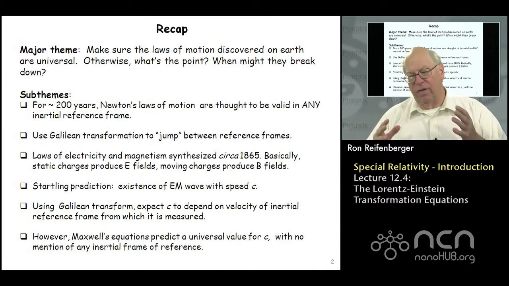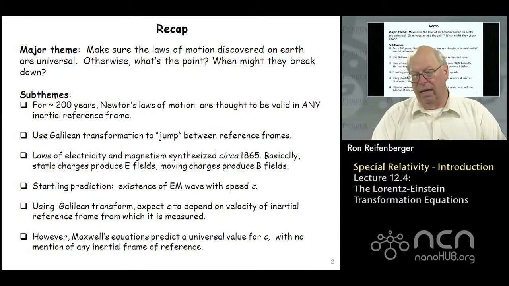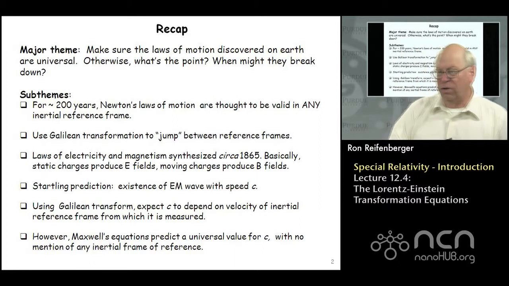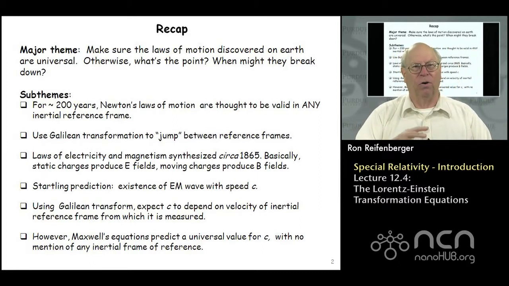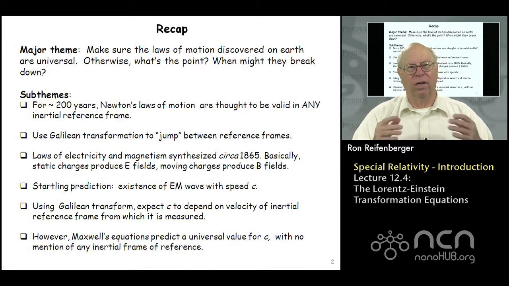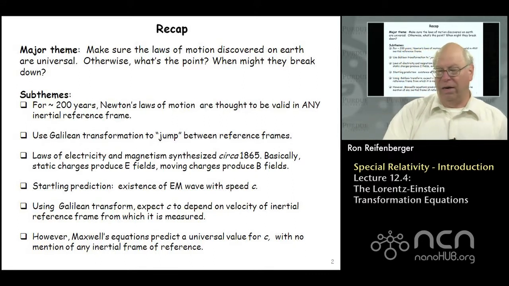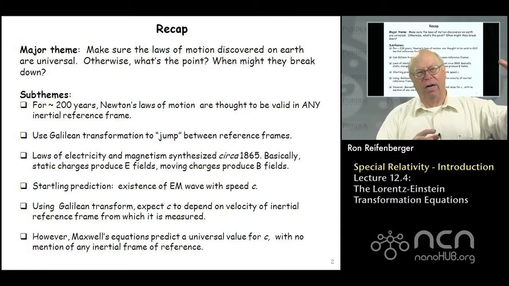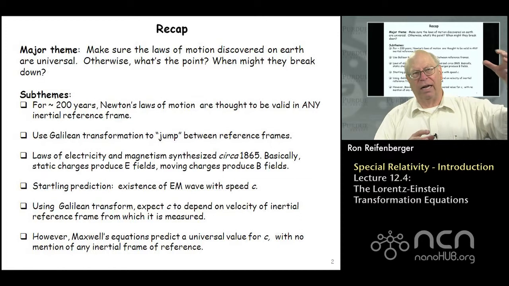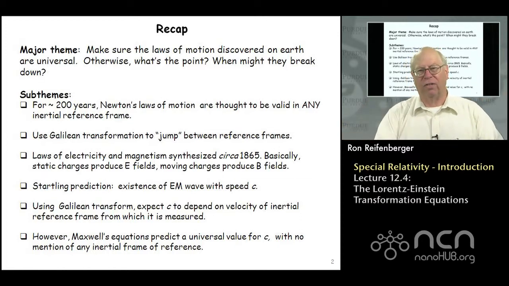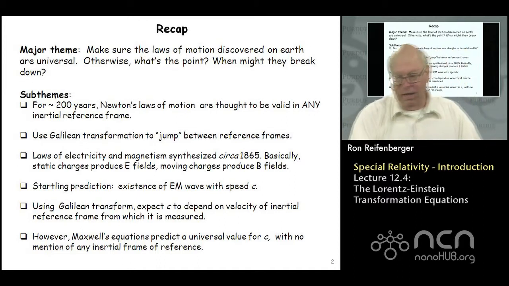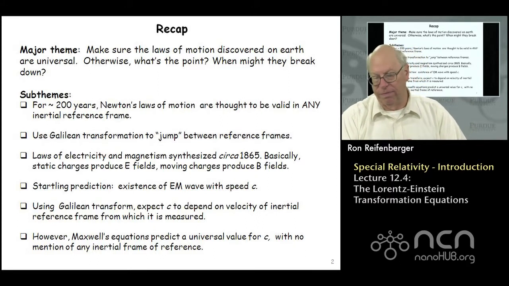Now, that major theme has a variety of sub-themes. The sub-themes are that for about 200 years, Newton's laws of motion were thought to be valid in any inertial reference frame. So if you wanted to go to another part of the universe, as long as that part of the universe was in constant velocity with respect to, let's say, the Earth, then you could expect Newton's laws to apply there. How would you take measurements from one reference frame that's moving at a constant velocity v sub f and translate those measurements back to, let's say, a stationary reference frame? Well, you would have to use the Galilean transformation to jump between these reference frames.